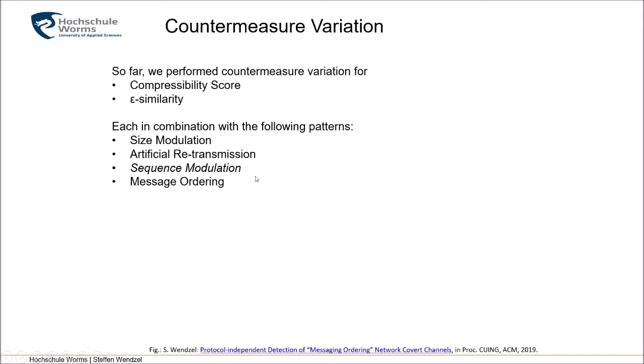And we did this for different patterns like size modulation, artificial retransmissions, sequence modulation, and message ordering. So let's look at a few of them. Let's first look at the message ordering pattern and how we used the compressibility score there.